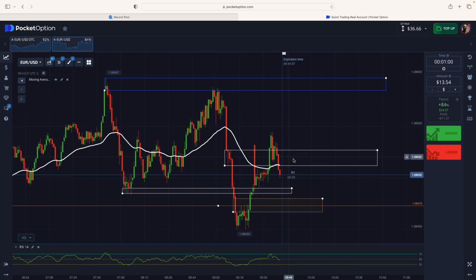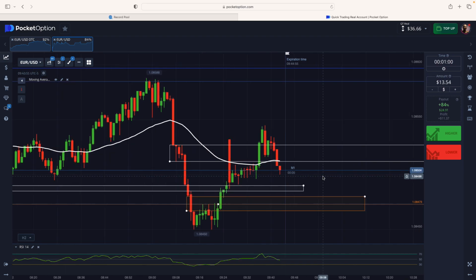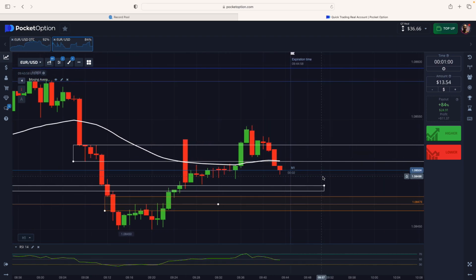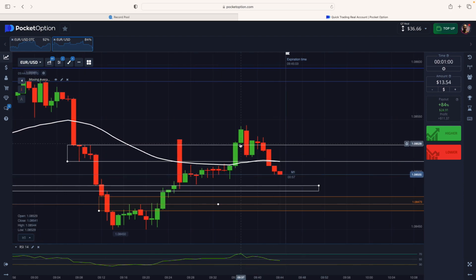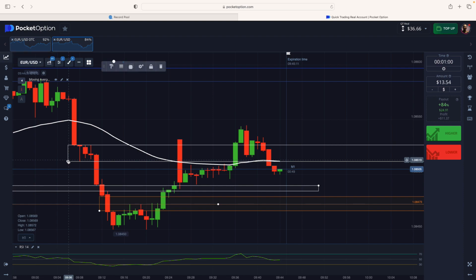Notice it swept the liquidity. This is another fair value gap right here. Right? And let's mark this up. Unlock it.